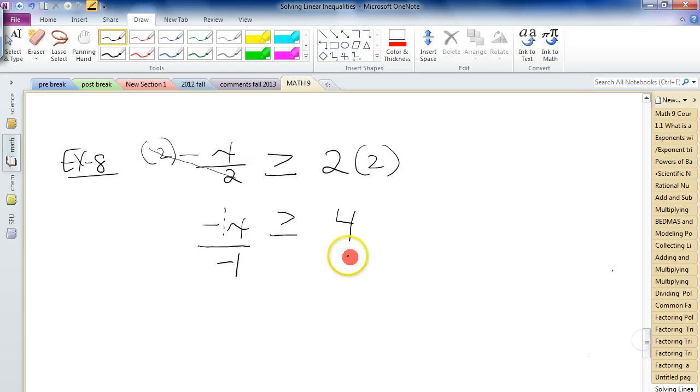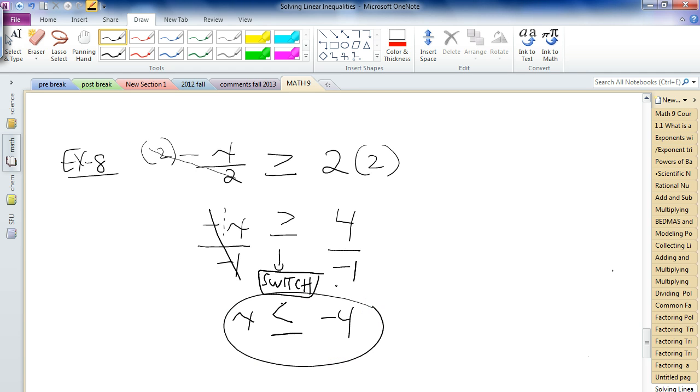So we divide by a negative. The negatives cancel out. Negative 1's cancel out. You're left with x. And then we're going to switch the sign. We got a switcheroo because we divided by a negative number. So we switch. This goes that way. 4 divided by negative 1 is negative 4. There you go. And graphing, yeah, you know what to do there. And checking, yeah, you know what to do.